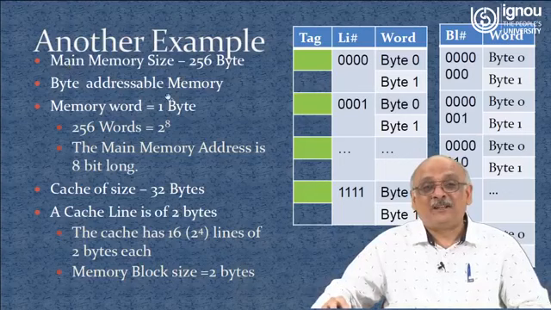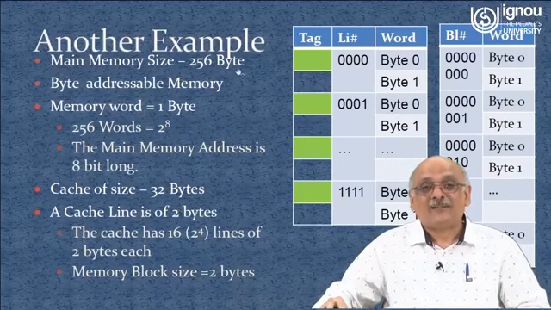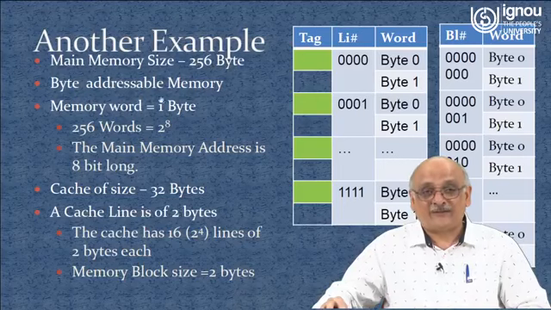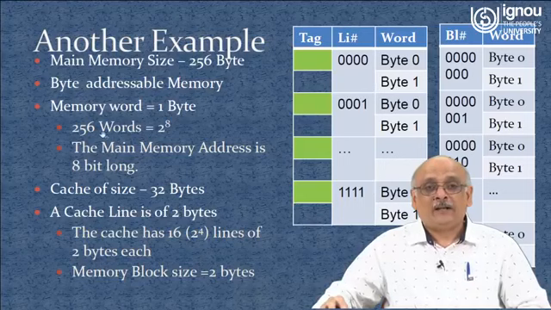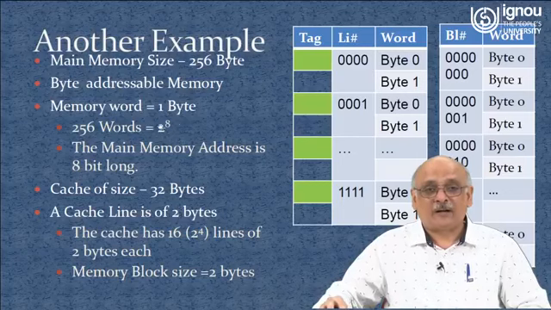And in this example, our memory size is 256 bytes. So we have reduced, right? So memory size is 256 bytes. Byte addressable memory, that means one word of memory happens to be 1 byte. Then 256 words is equal to 2 to the power 8. So our main memory address is 8 bits long.